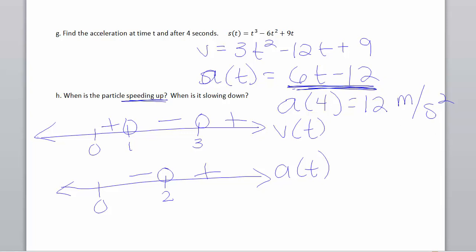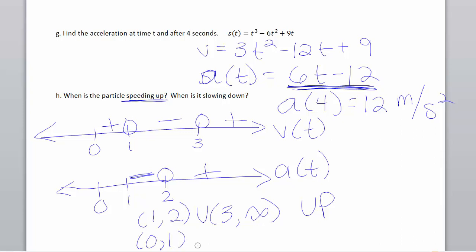So if I look, they're both negative from 1 to 2. So here would be 1, right? So from 1 to 2, they're both negative. And then if I look from 3 to infinity, they're both positive. So this is when I would be speeding up, from 1 to 2 or 3 to infinity, because both velocity and acceleration are the same sign. And then they're opposite signs if I look from 0 to 1 or 2 to 3. This would be slowing down because they have opposite signs.